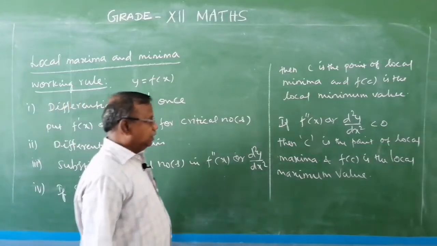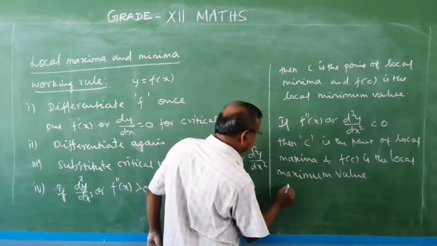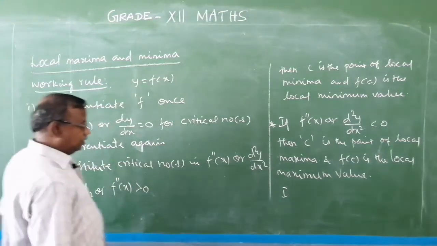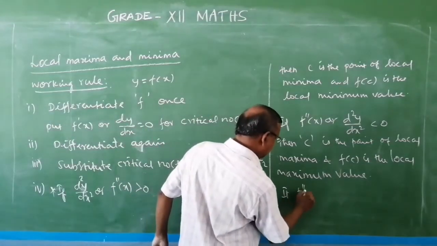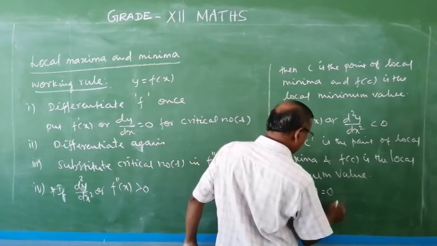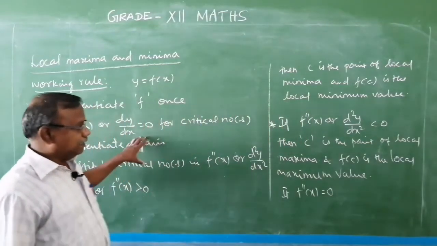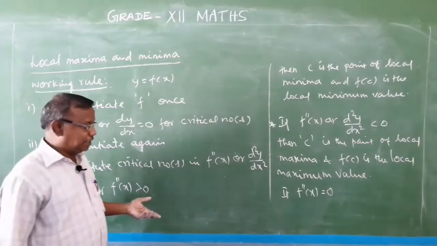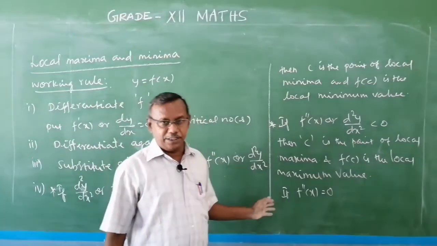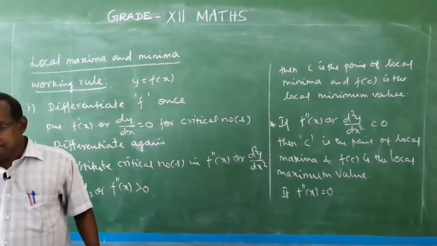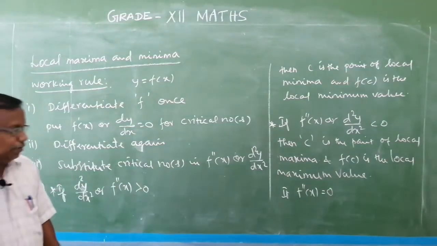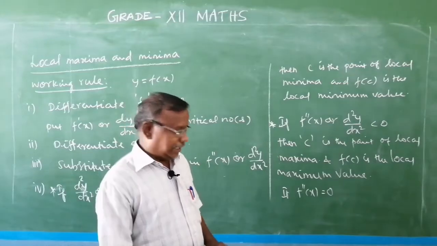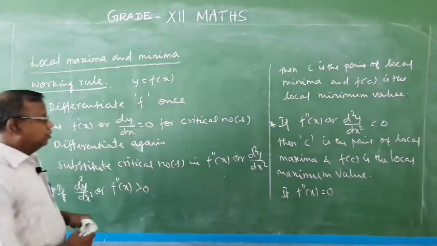Now, in the third case, if f double dash of x equals 0, then the second derivative test fails. According to the theorem, third point, the second derivative test fails. So, we have to go back to the first derivative test. There we can find whether it attains a local maximum, local minimum, or point of inflection by examining the sign of the gradient. Okay, so keep it in mind.